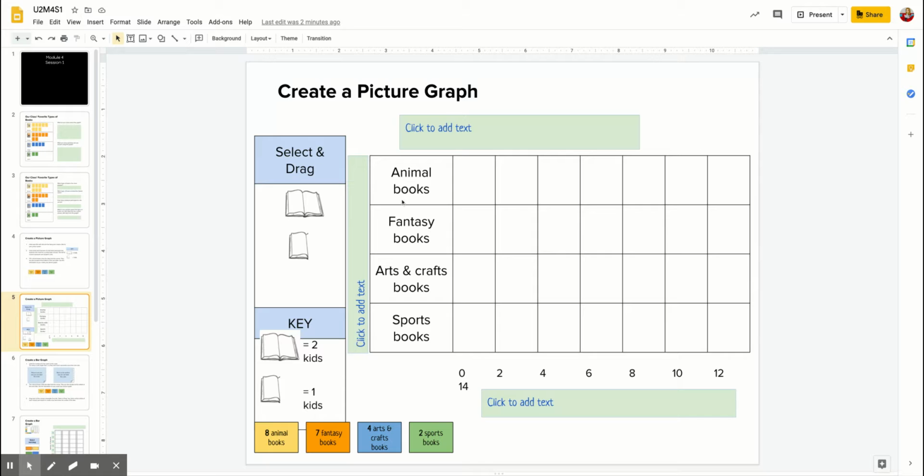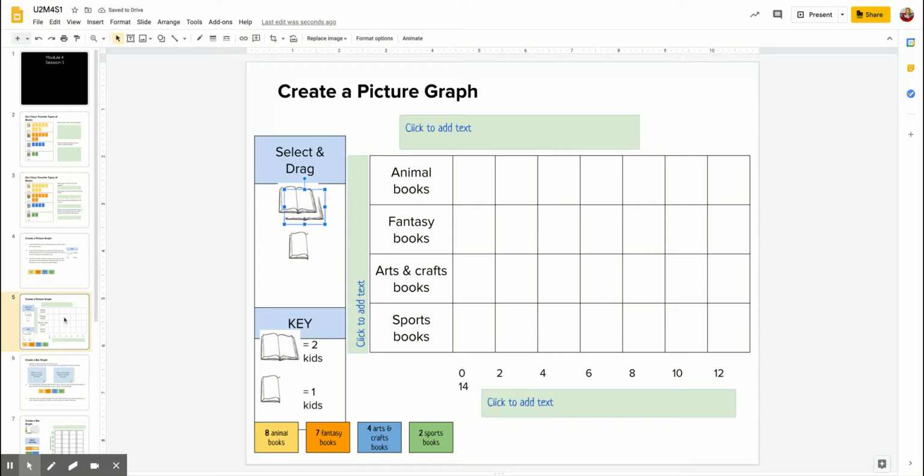You need to add some titles. So what is the title of the graph? What are the labels? So this label refers to these books. This label refers to what these numbers mean. So you're going to be dragging books over like that. If you put this book right here, that means 2 people like animal books. If more people like animal books, you need to put more books. 2 more would be 4 animal books. All right, I'm going to move those back for you guys.